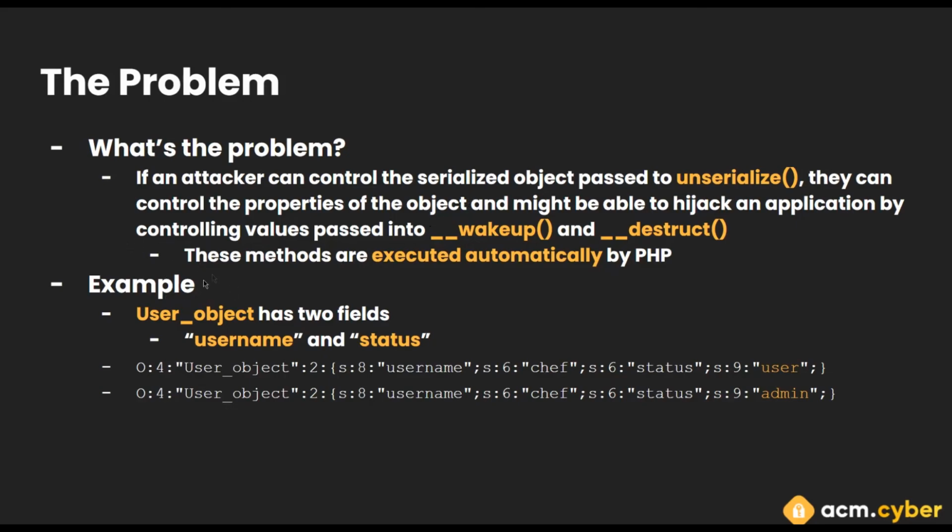So here's just one example. We have a user object with 2 fields, username and status. So we have our username, chef, and then their status. This one is user. But if you're able to intercept this, you could make this admin instead. And also, minor mistake here, I'm going to point out my mistake. This should actually be 4 and 5 respectively. I didn't change that in the example that I'm using.